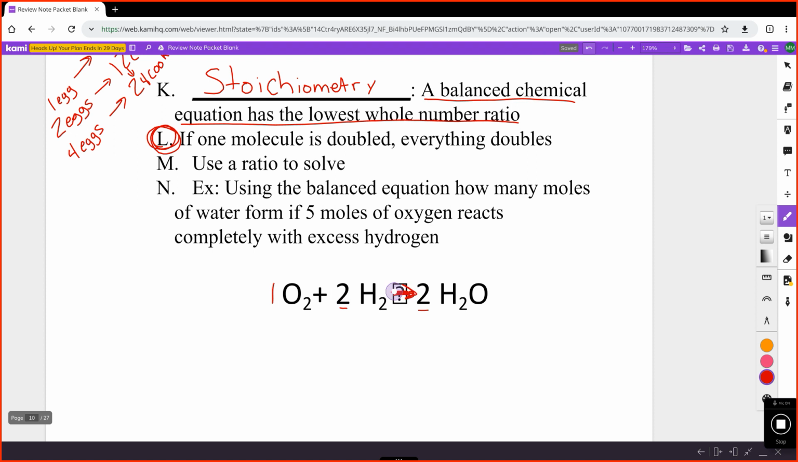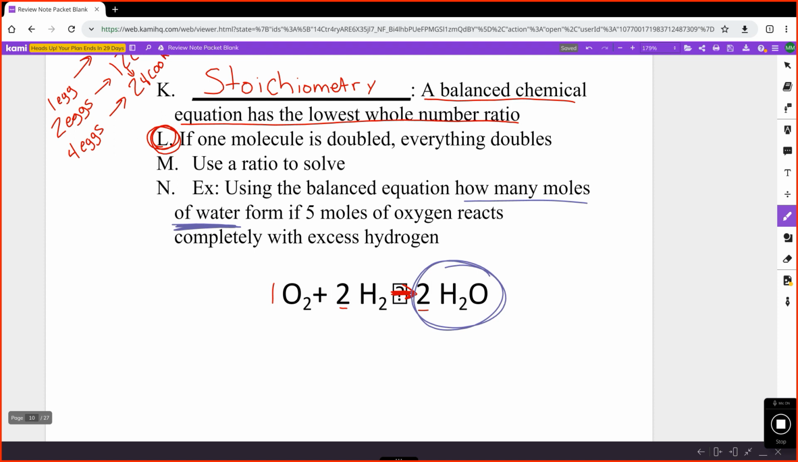So what do we do with this? Well, we read the question, and I'll show you how I go about answering these. And I'll use a fancy purple. So, using the balanced chemical equation, how many moles of water, see, what I do is I underline the things that the question is asking me to look for. So it's asking me how many moles of water, and then I will circle it in the equation so I don't get confused.